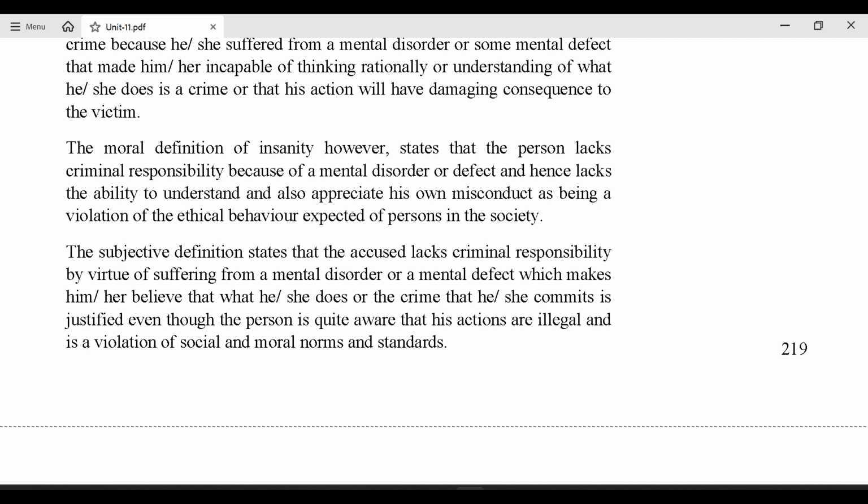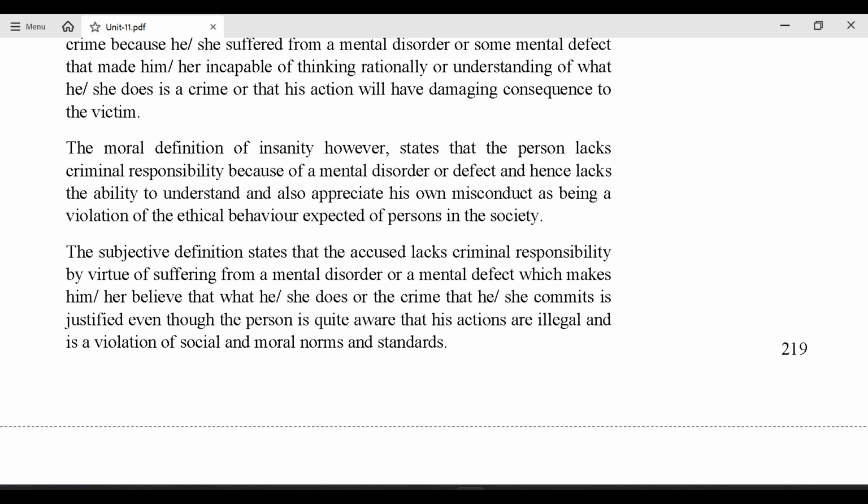The moral definition of insanity, however, states that the person lacks criminal responsibility because of a mental disorder or defect, and hence lacks the ability to understand and also appreciate his own misconduct as being a violation of the ethical behavior expected of persons in the society.